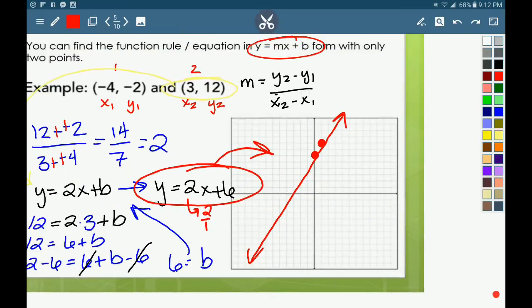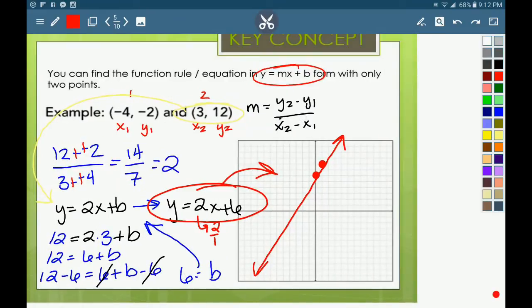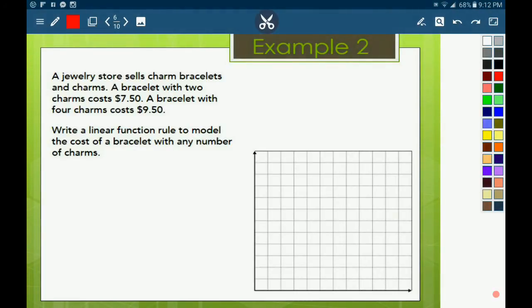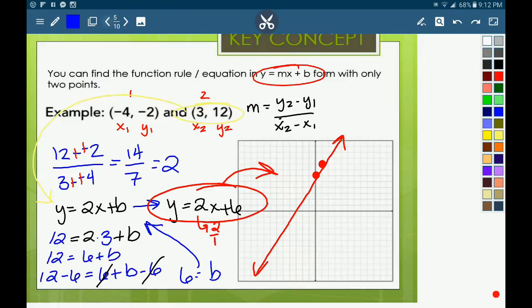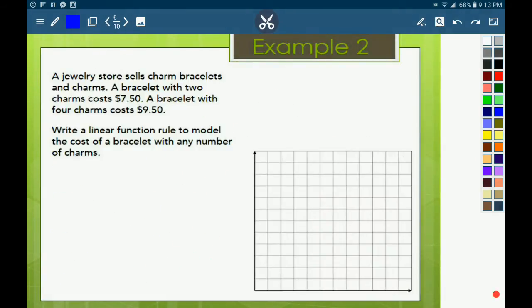That's the main idea, and it's going to take a little bit of practice in order to be able to create the function rule from 2 points. So let's have you give this a try. We're going to go through an example first, and it's going to be in a context, but that's really what we're going to be doing. We're going to be looking for what are the 2 points that they're giving me in this context, and then I'm going to have to create my y equals mx plus b in the way that we did in the key concept slide.